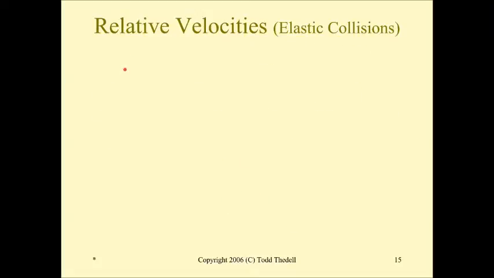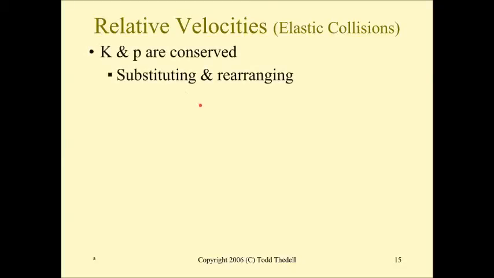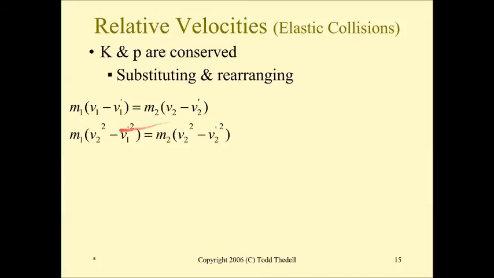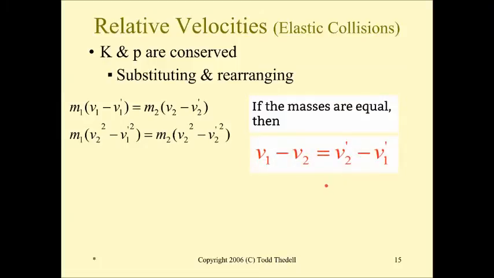Okay, so we're going to look at the relative velocities in elastic collisions. We know that kinetic energy and momentum are conserved. If we substitute the formulas for each of those and rearrange, then we have this. This has to do with the momentum being conserved, with mass 1 and mass 2. And this has to do with the kinetic energy being conserved. The 1/2s are gone because they cancel on both sides. And if the masses are equal, we have the relative velocities staying the same.